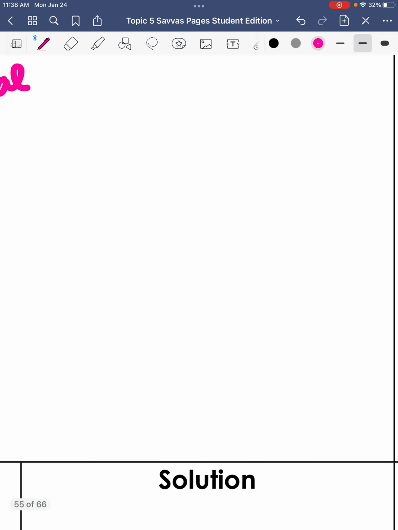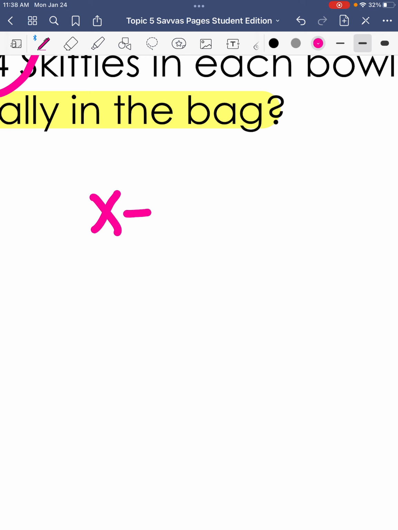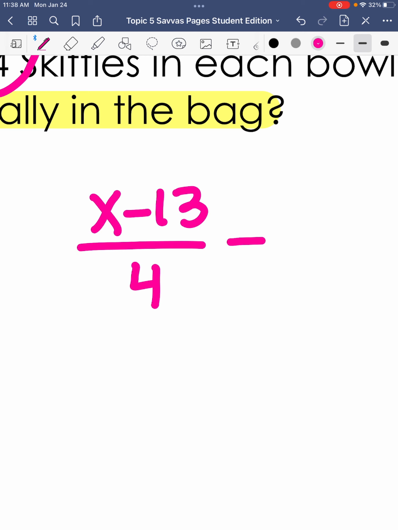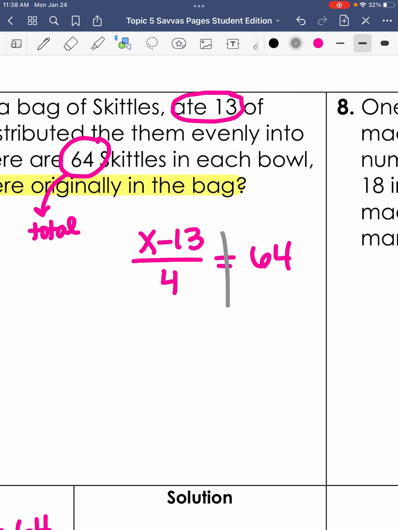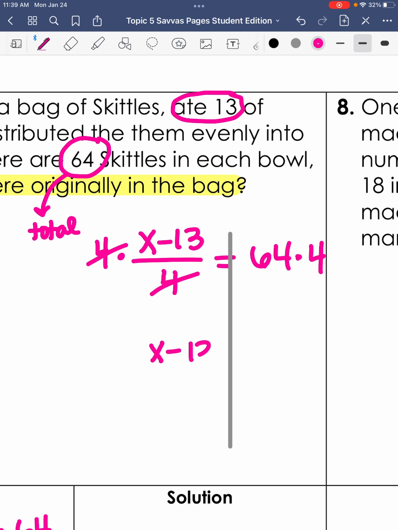Now that is an equation that you know how to solve. So let's rewrite it over here and solve it. So x minus 13, all divided by 4 equals 64. Now I'm going to draw my line down my equal sign first. Okay, the first thing I want to undo is that dividing by 4. So how do I undo that? Well, I multiply by 4. So I'm going to multiply by 4 on both sides. So on the side with the x, my 4's cancel out, and I'm left with x minus 13. And on the other side, I have 64 times 4, which when I multiply that together, I get 256.